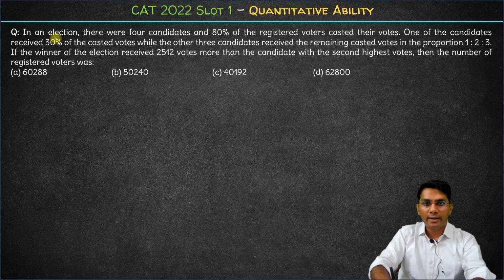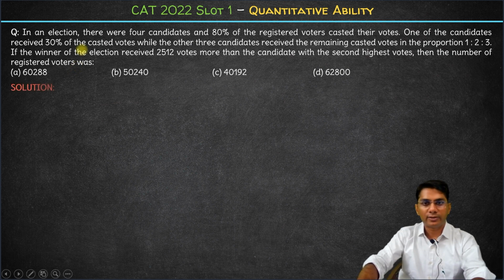Hi. In an election, there are 4 candidates and 80% of the registered voters casted their vote. One of the candidates received 30% of the casted votes, while the other 3 received the remaining casted votes in the proportion of 1:2:3. If the winner of the election received 2512 votes more than the candidate with second highest votes, then the number of registered voters was how many?